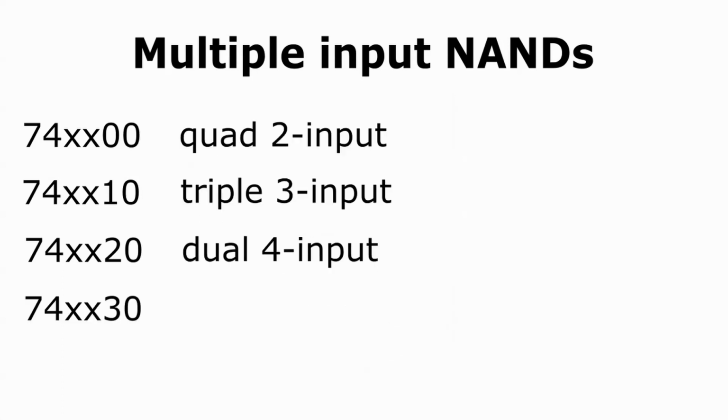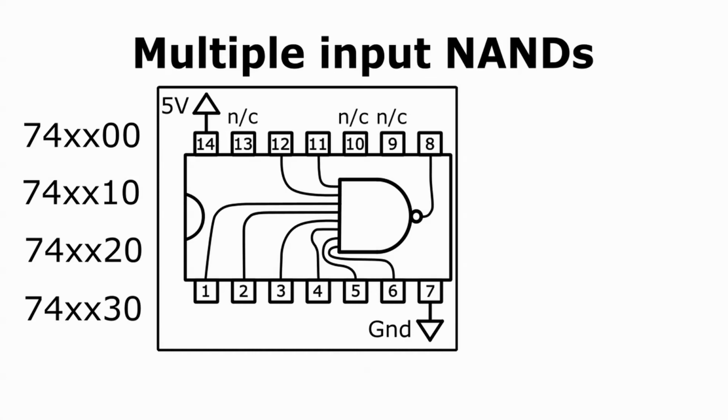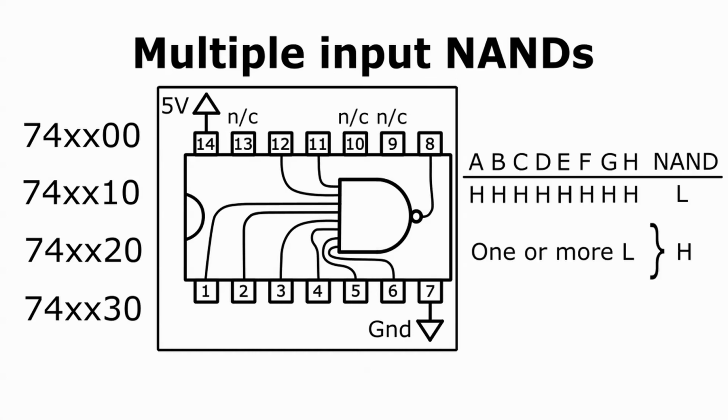The last NAND extension is the 7430 chip. It contains a single 8-input NAND. The pinout shows 3 unused pins. The truth table is the same as before. The output is low only when all inputs are high. If any one or more of the inputs is low, then the output goes high.